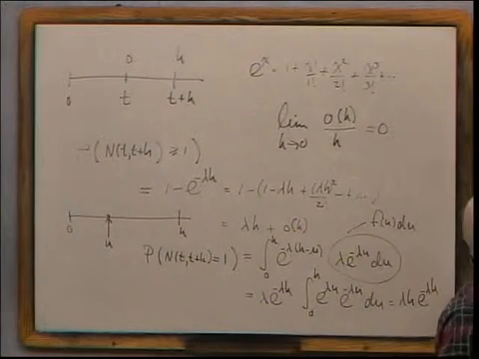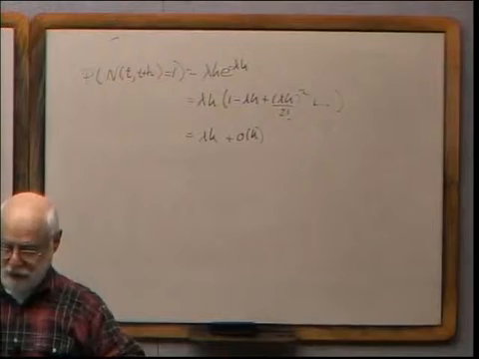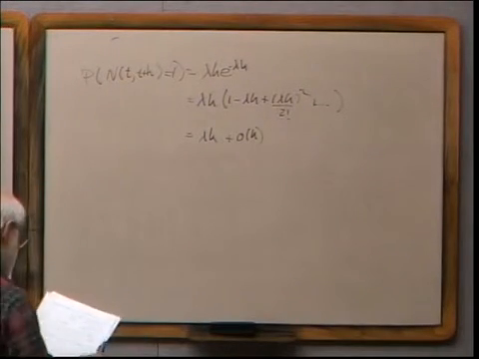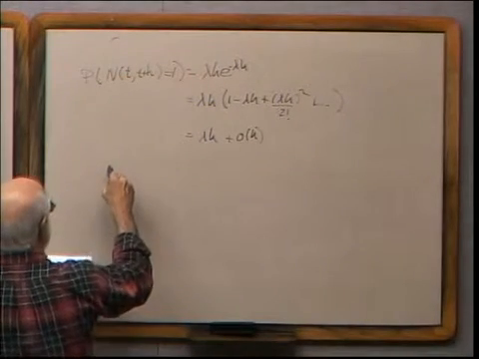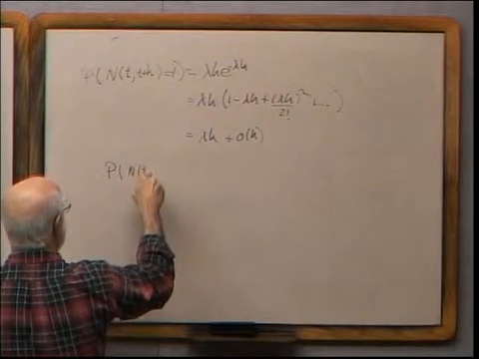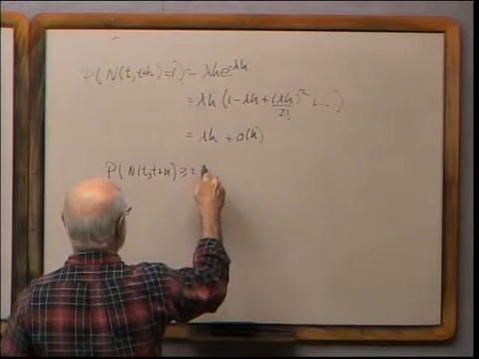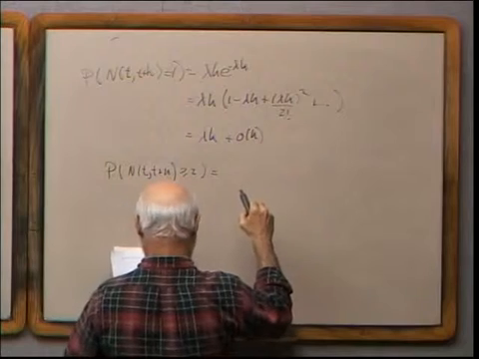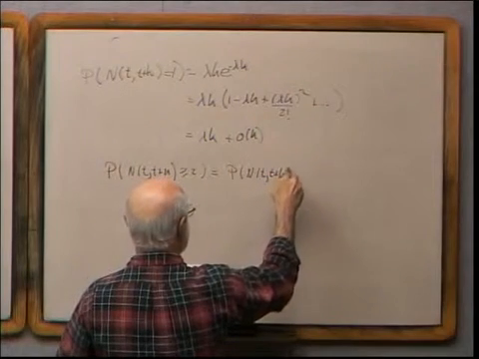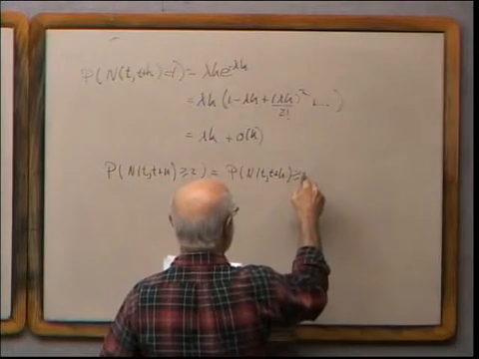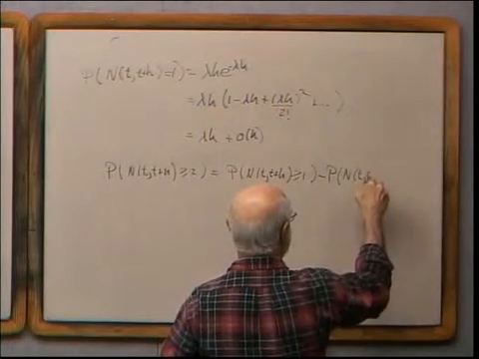All the rest of it is O of h, and so I just write it as O of h. Okay, so now what I want to calculate is the probability that the number arriving between t and t plus h is greater than or equal to 2. That is equal to the probability that the number between t and t plus h is greater than or equal to 1, minus the probability that the number between t and t plus h equals 1.